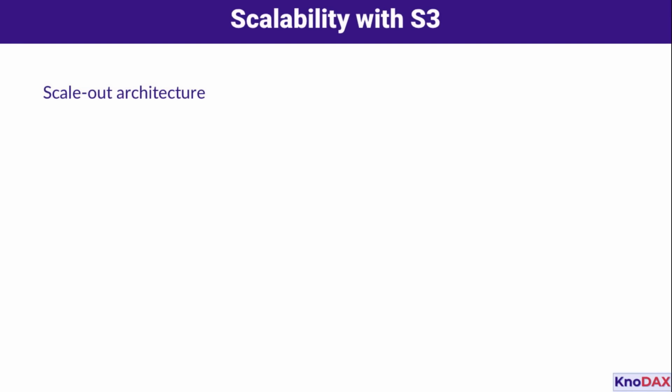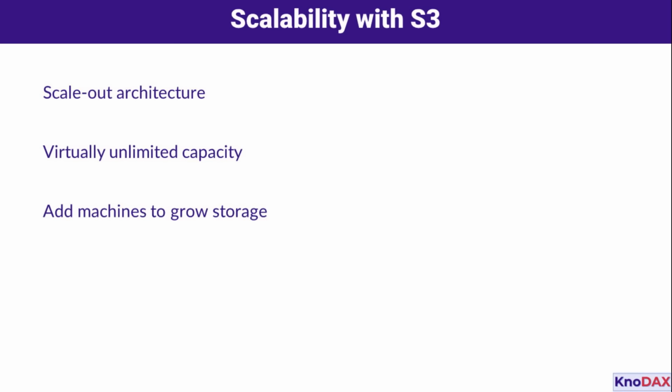S3 is designed with horizontal scalability in mind. It uses a scale-out architecture where you can grow your storage needs by simply adding more capacity. There's no practical limit, making it perfect for large-scale enterprise data storage.